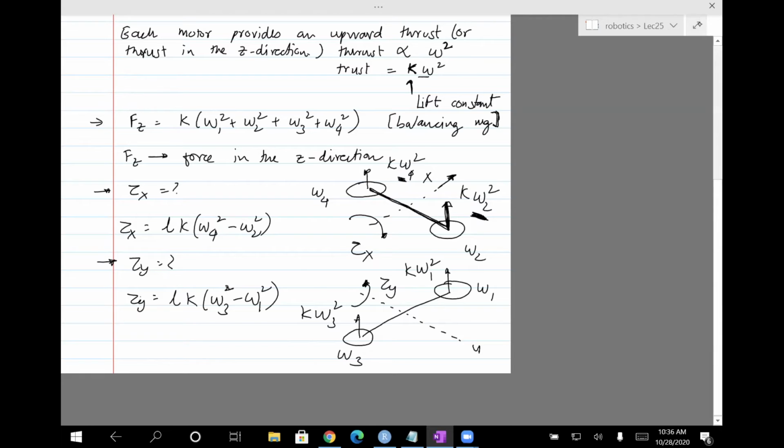Okay, let's go to the next page, and now let's see how to get the equation for tau z. In the case of tau z, there's a different constant. Tau z is given by b times (omega 1 squared minus omega 2 squared plus omega 3 squared minus omega 4 squared). It's basically the net spin.